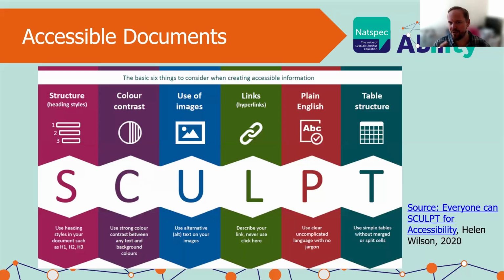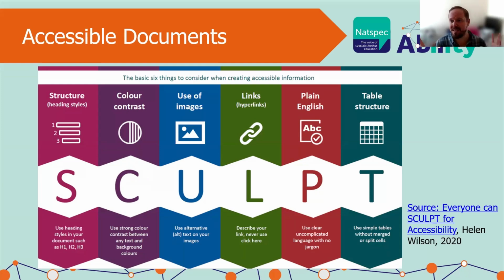Links, we've actually shown that on this page. The hyperlink that we've got is "everyone can sculpt for accessibility." If you hear that read out loud to you, you know what that link is. If it said "click here," you don't know where that link's taking you. So it's about describing your link. Using plain English is fairly clear, and tables don't always read well. So we want to make sure we're using simple tables without merged or split cells to improve accessibility.